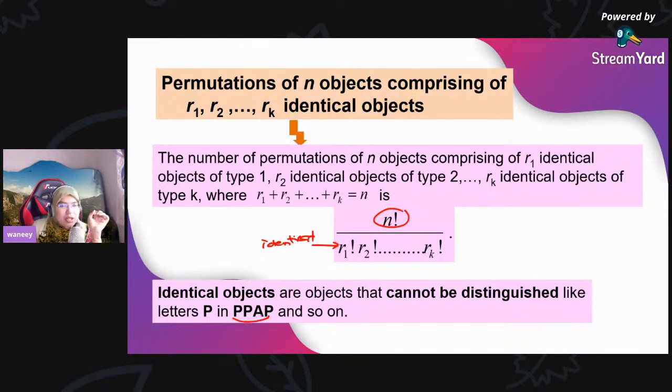It makes no difference if we change its position. For example, if I move it from the back to the front, or to the second position, because they are the same letter, even if I change the place, it will keep giving me the same word.